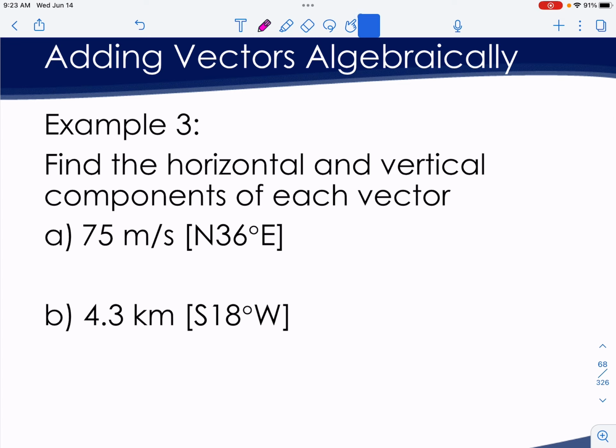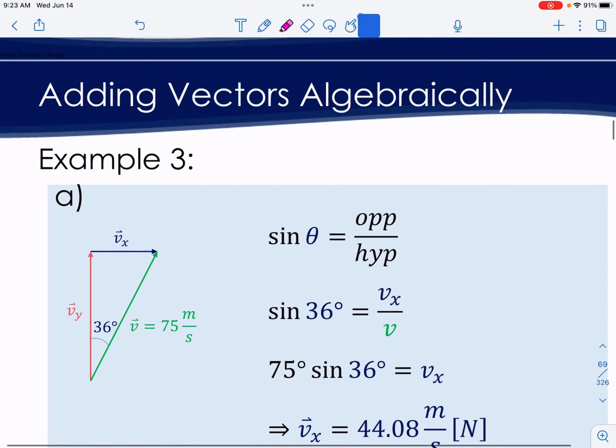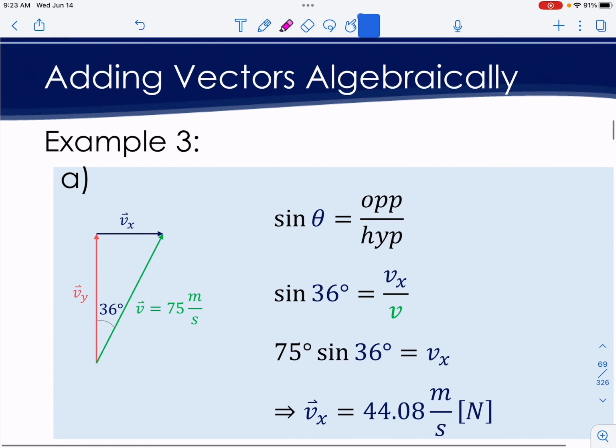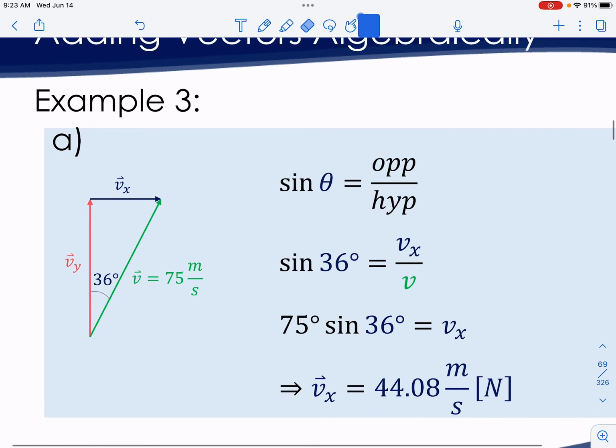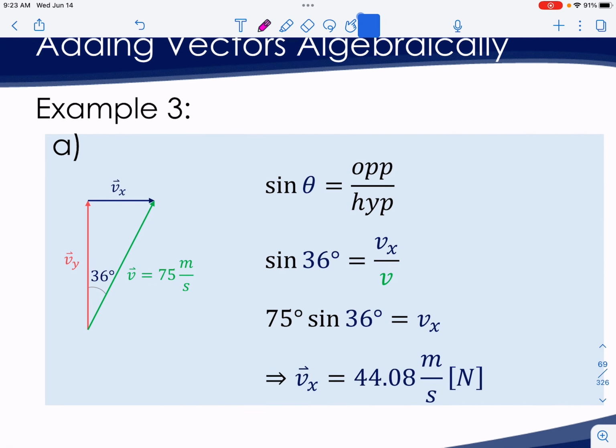Find the horizontal and vertical components of each vector. So we have 75 meters per second, north 36 degrees east, and this one. So let's go on to the next page. So here we have our vector, and we're going to break it into the Vx and Vy components. Okay, so we know that, since this is 36 degrees, and we know our hypotenuse, right? So if we look at our SOHCAHTOA, what do we know? We know our hypotenuse, and we know our angles, right?